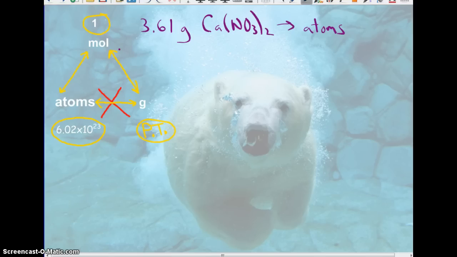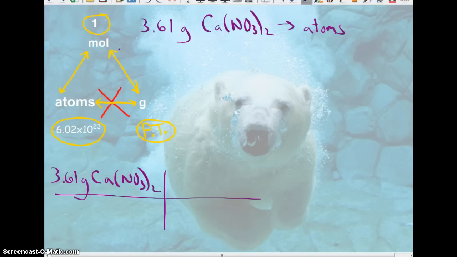So they give us first 3.61 grams calcium nitrate. Make a big plus sign. Automatically you're going to take down the unit so they can cross out. And then we'll go to the new units on top. We want to go to atoms, from grams to atoms, but we're not allowed to do that. So we need to go to moles first, and then we can go to atoms.